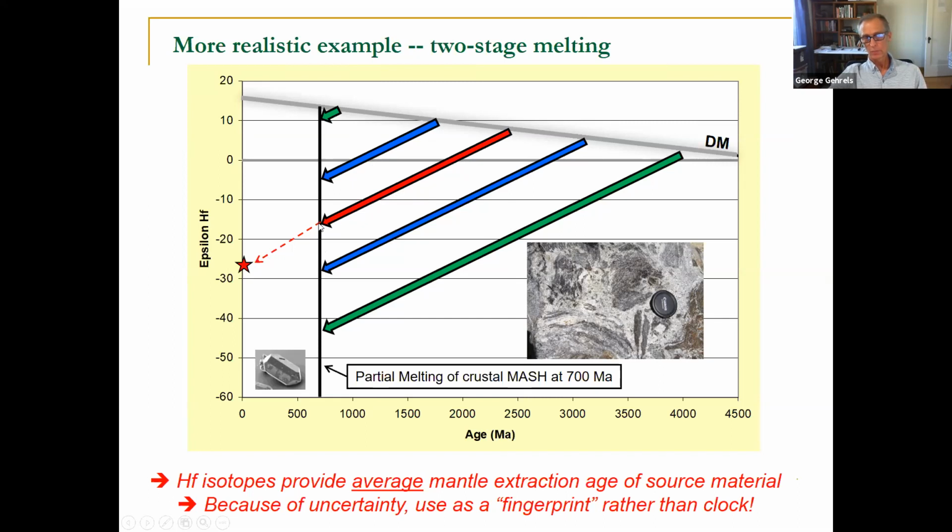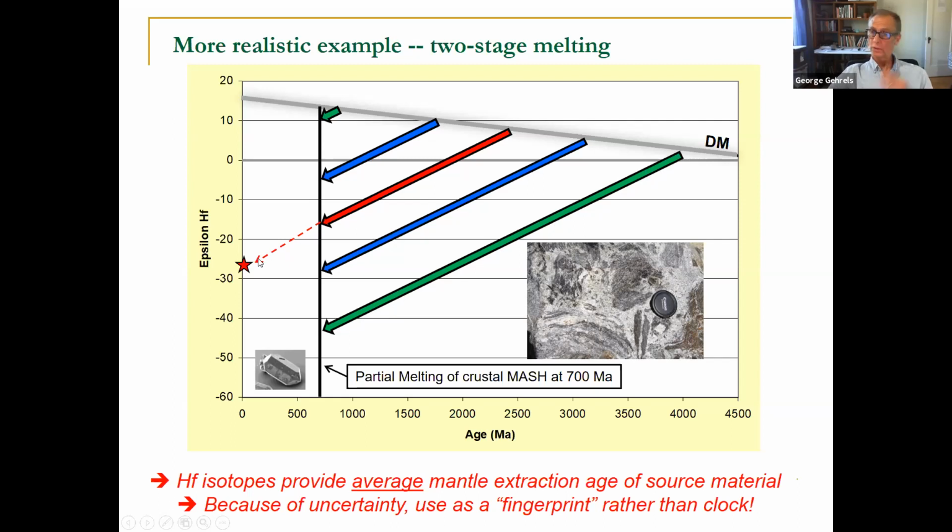Maybe you end up at this point here by a 50-50 mix of some slightly younger material and some slightly older crustal material down here in this mash. Or maybe it's an extreme example. Maybe you've got some really young juvenile stuff coming right out of the mantle and some really old material back here.